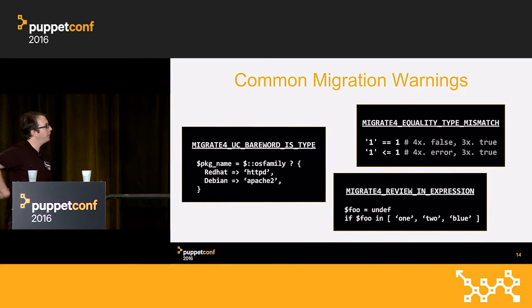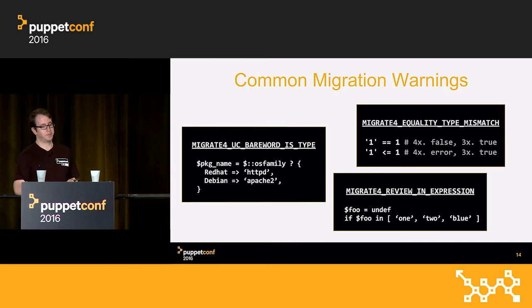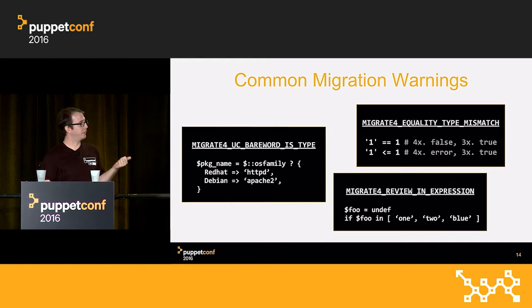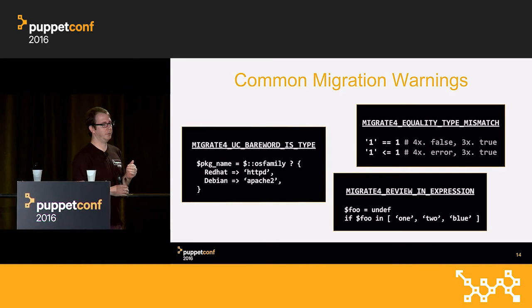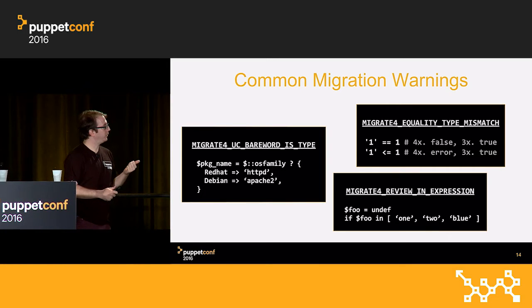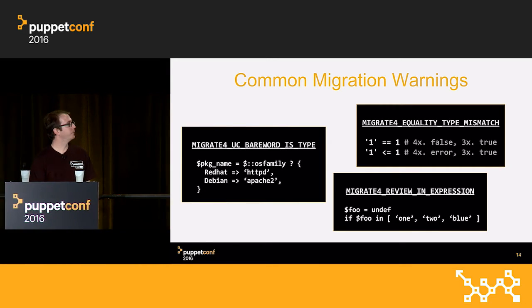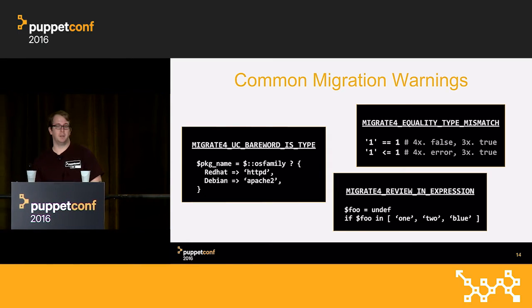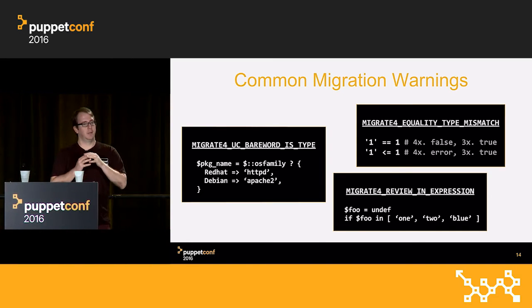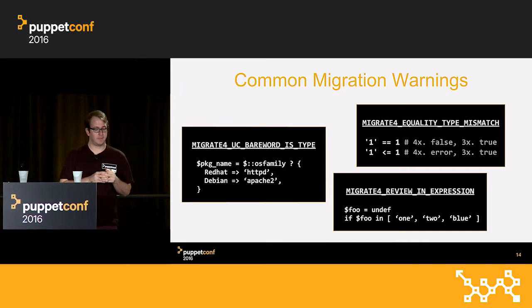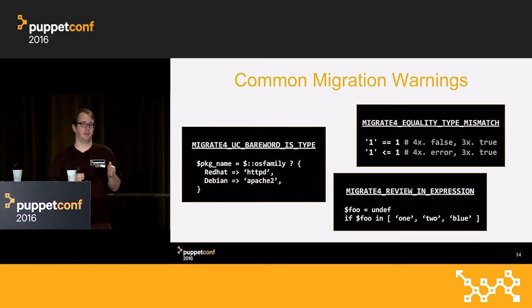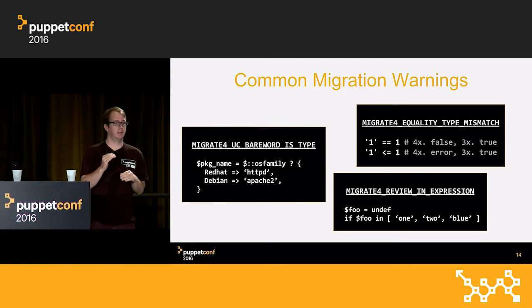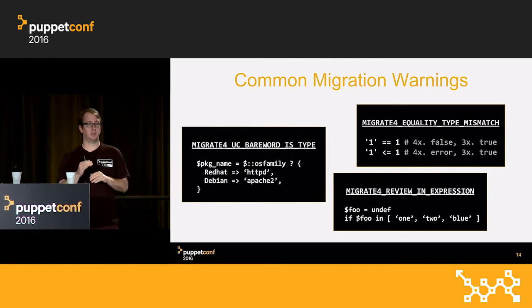So some of the migration warnings that this tool is really good at showing you are these three right here. There are about 10 or a dozen or so, and those are documented on the tool's README in GitHub and on the Forge. But I just wanted to highlight some commonly seen ones. First of all, migrate for UC bare word is type. What that means is, with the new type system, any bare string or unquoted string that starts with a capital letter in your Puppet code is now considered a type, a Puppet type.